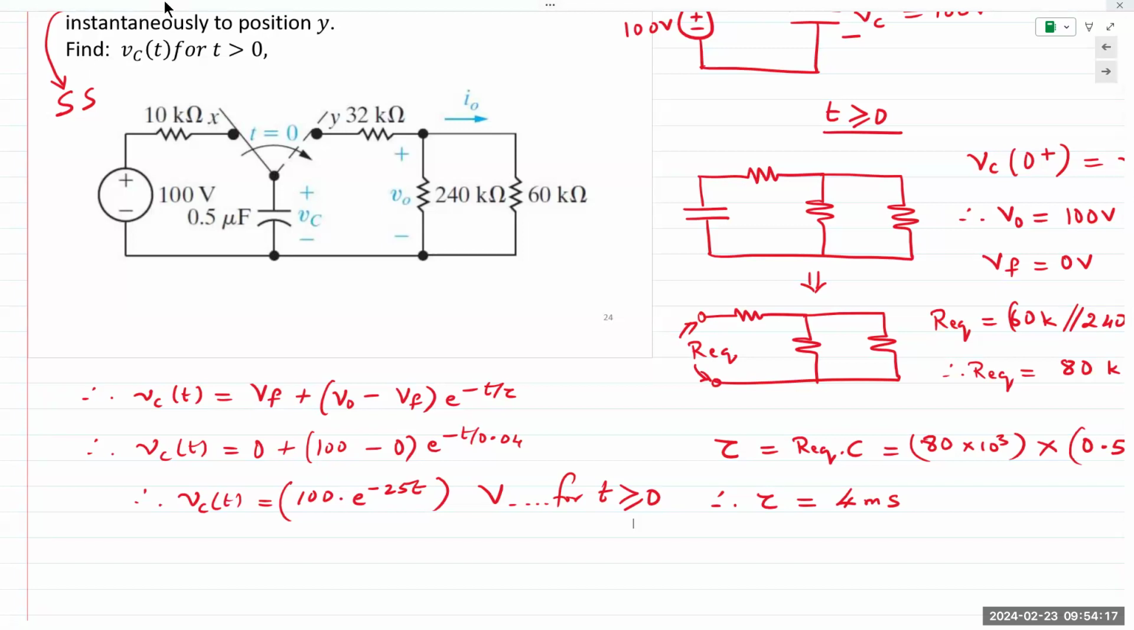All right, questions? Do the steps make sense? Yes or no? Okay, then one thumbs up.